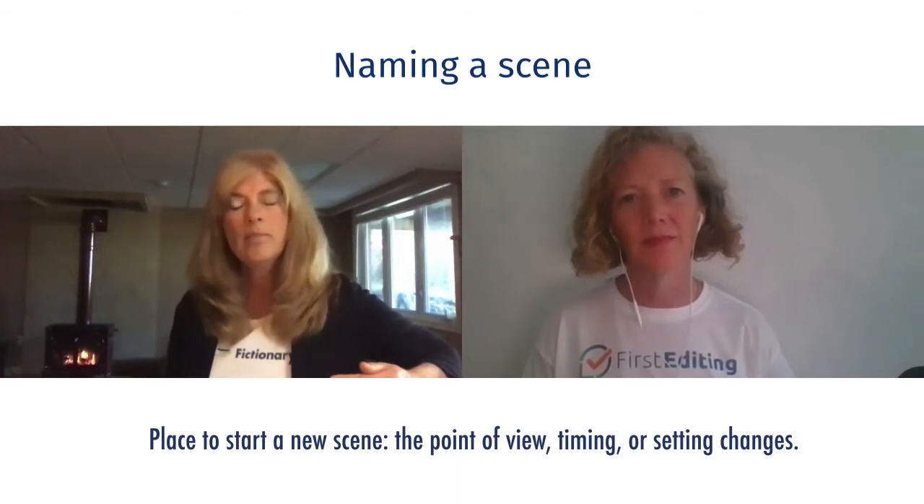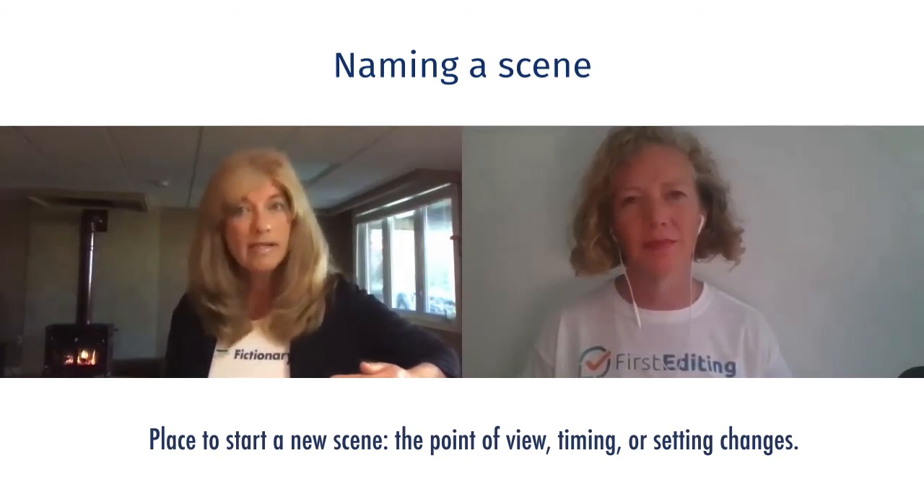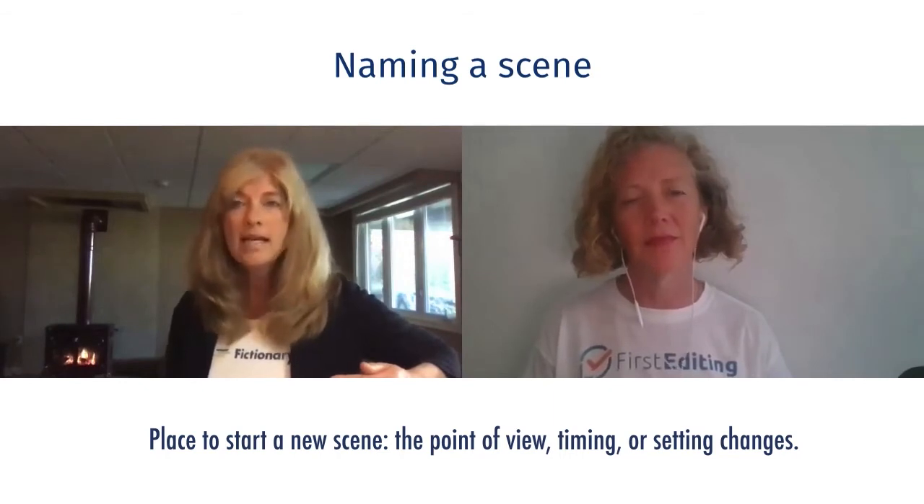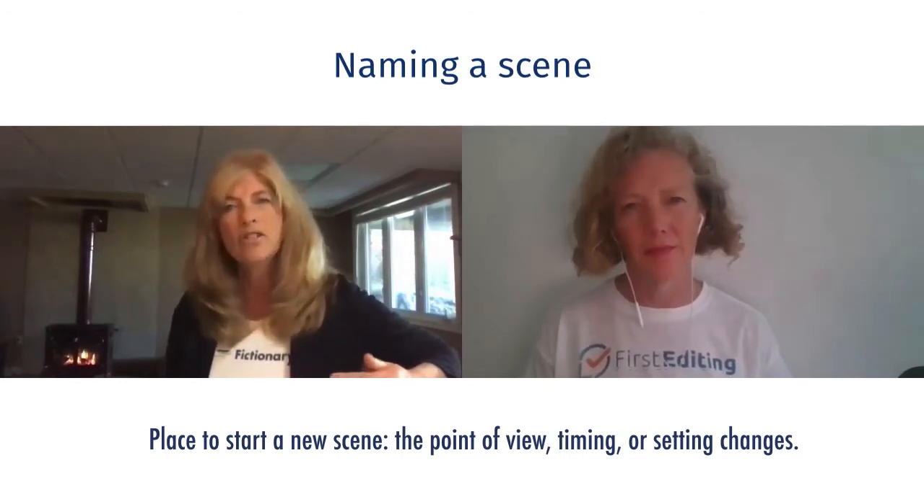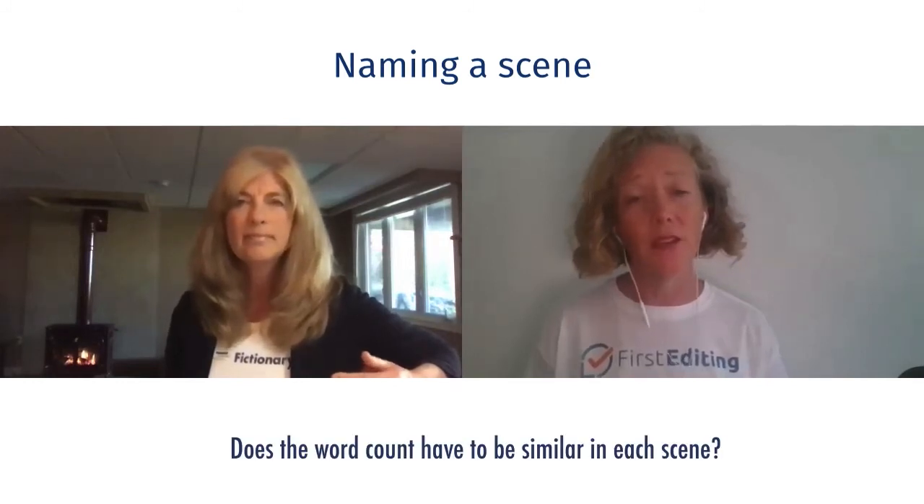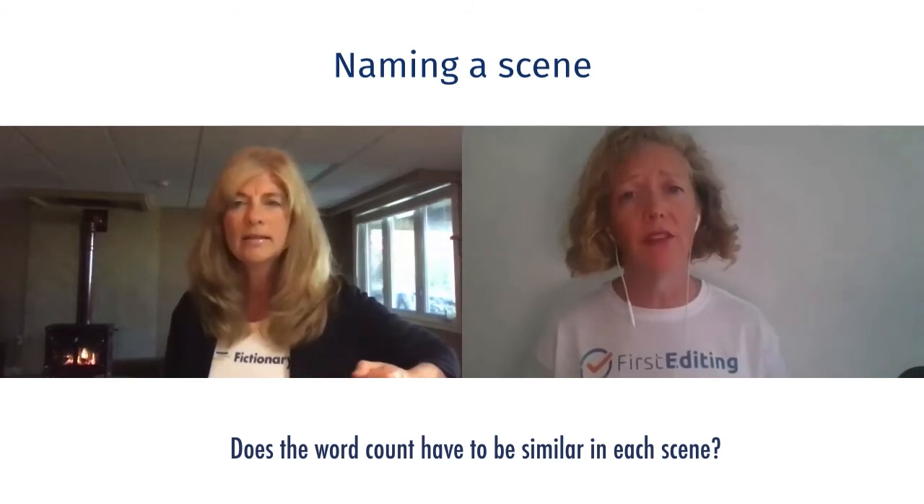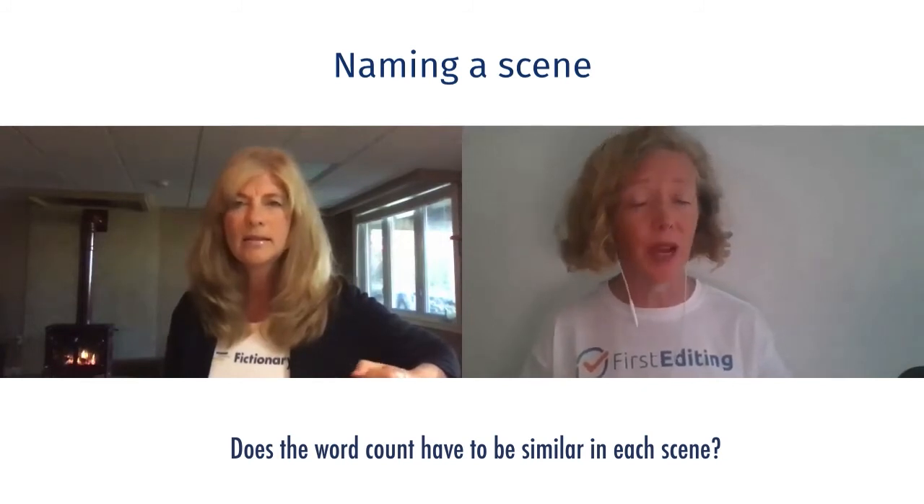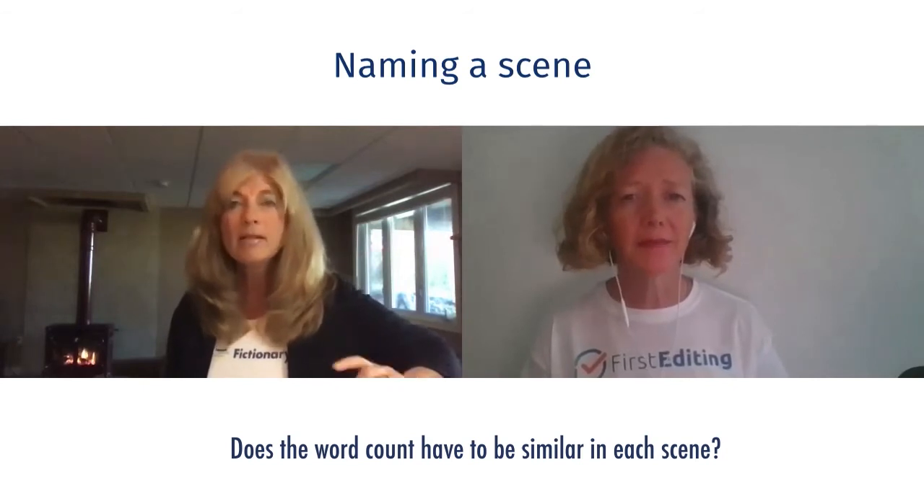And to do that, read through the scene and look at places where the point of view changes, or the timing of the scene changes, or the setting changes. And those are great places to start a new scene. And so the first thing you want to do is look at your word count. Right. And see if there's a way that you can break the scene into more than one scene. Right. And normally we want the word count to be about even from scene to scene, or at least chapter to chapter, right? It can be, and that depends on the style of the author.